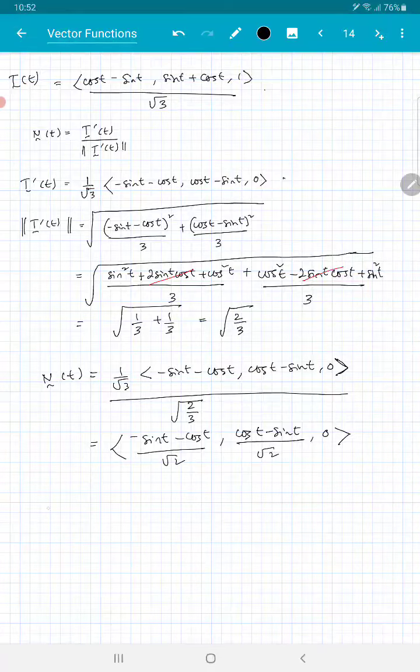Now we can find the unit normal vector when t is 0. Replacing t with 0, we get negative 1 over square root of 2 i, plus 1 over square root of 2 j, and 0 k. So this is our principal unit normal vector.